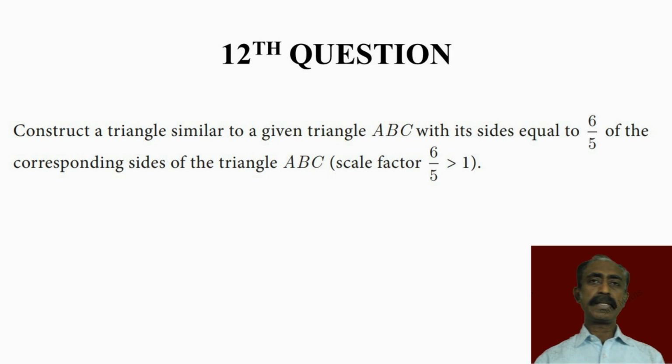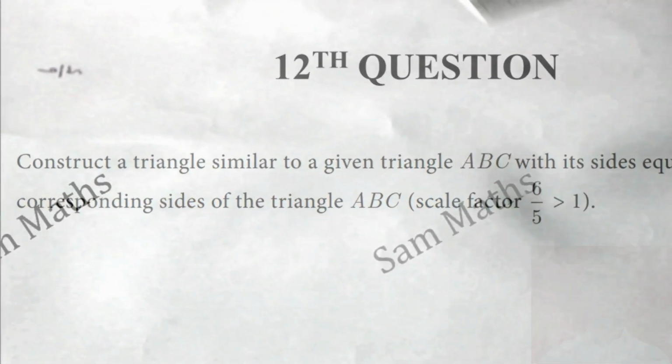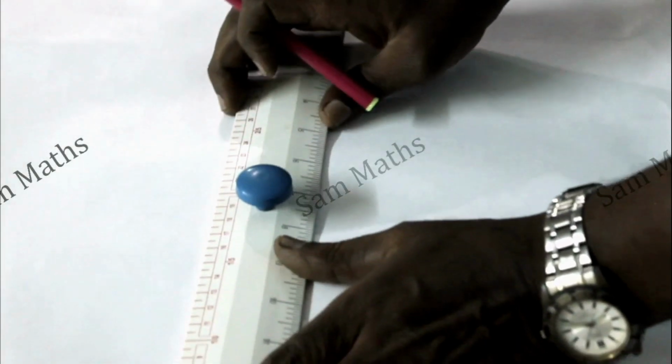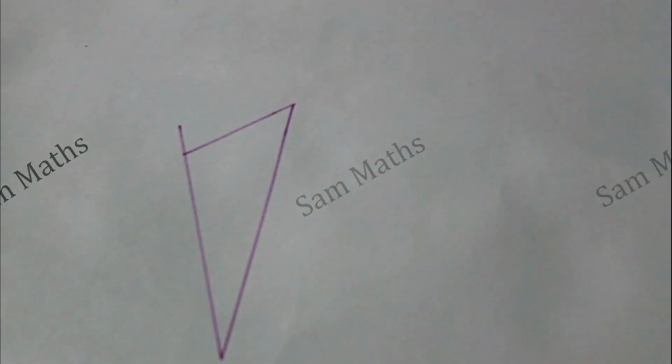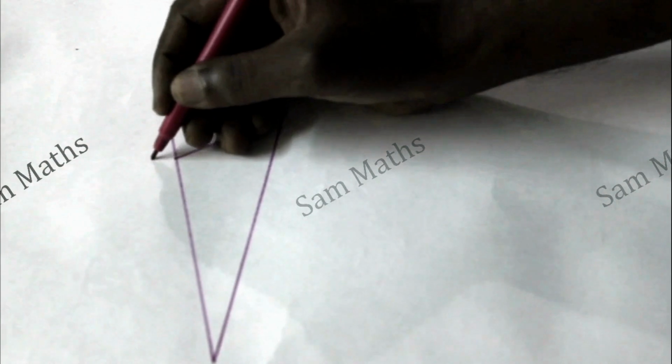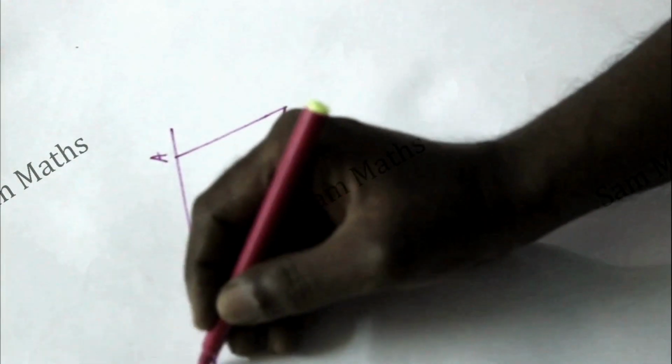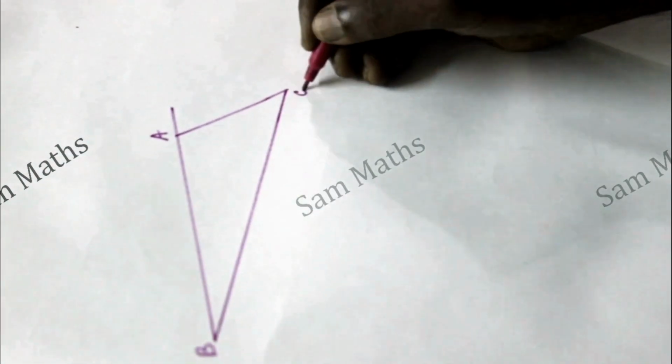Now we can move to the next question. 12th question. Construct a triangle similar to a given triangle ABC with its sides equal to 6 by 5 of the corresponding sides of the triangle ABC. Just like the previous problems, you draw a triangle. Here it's given A, B, C.